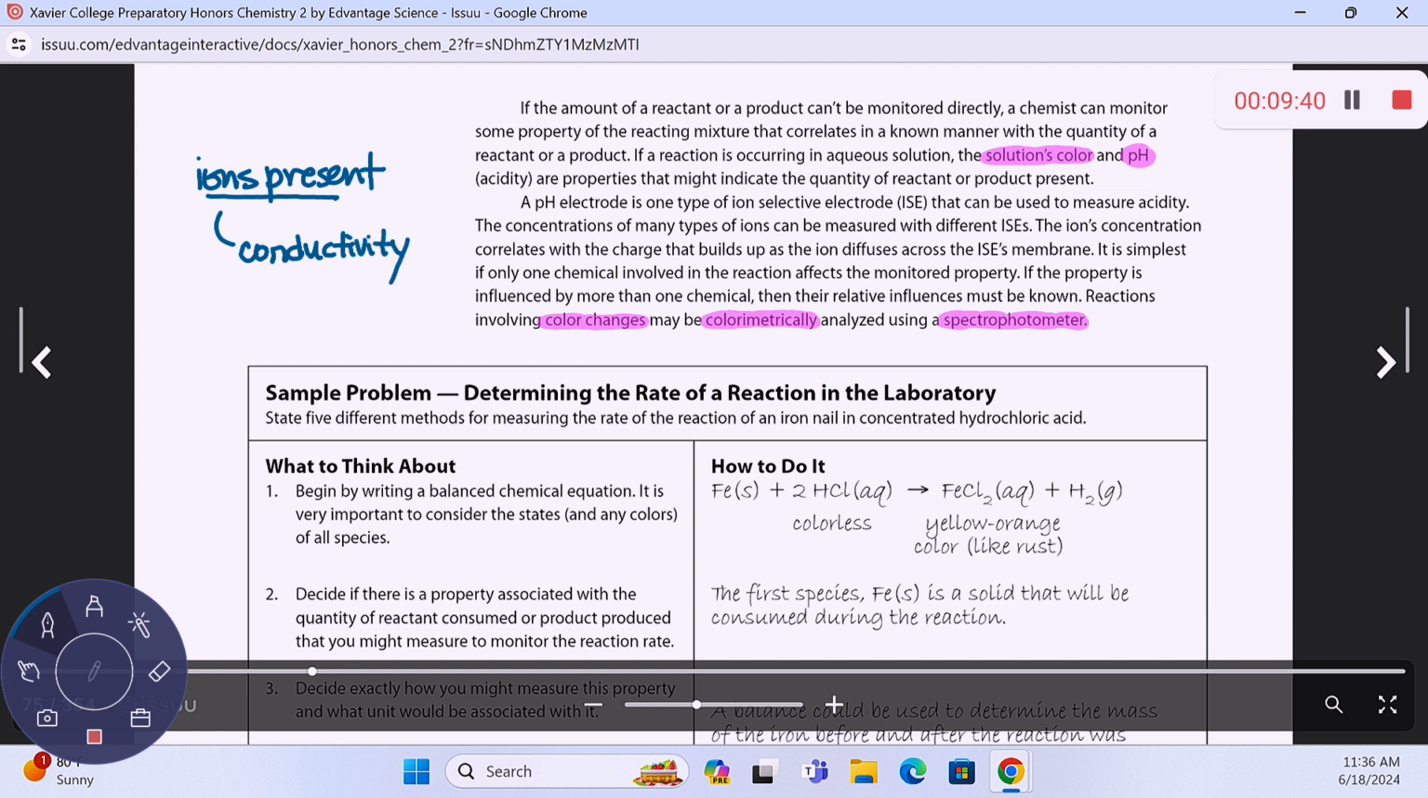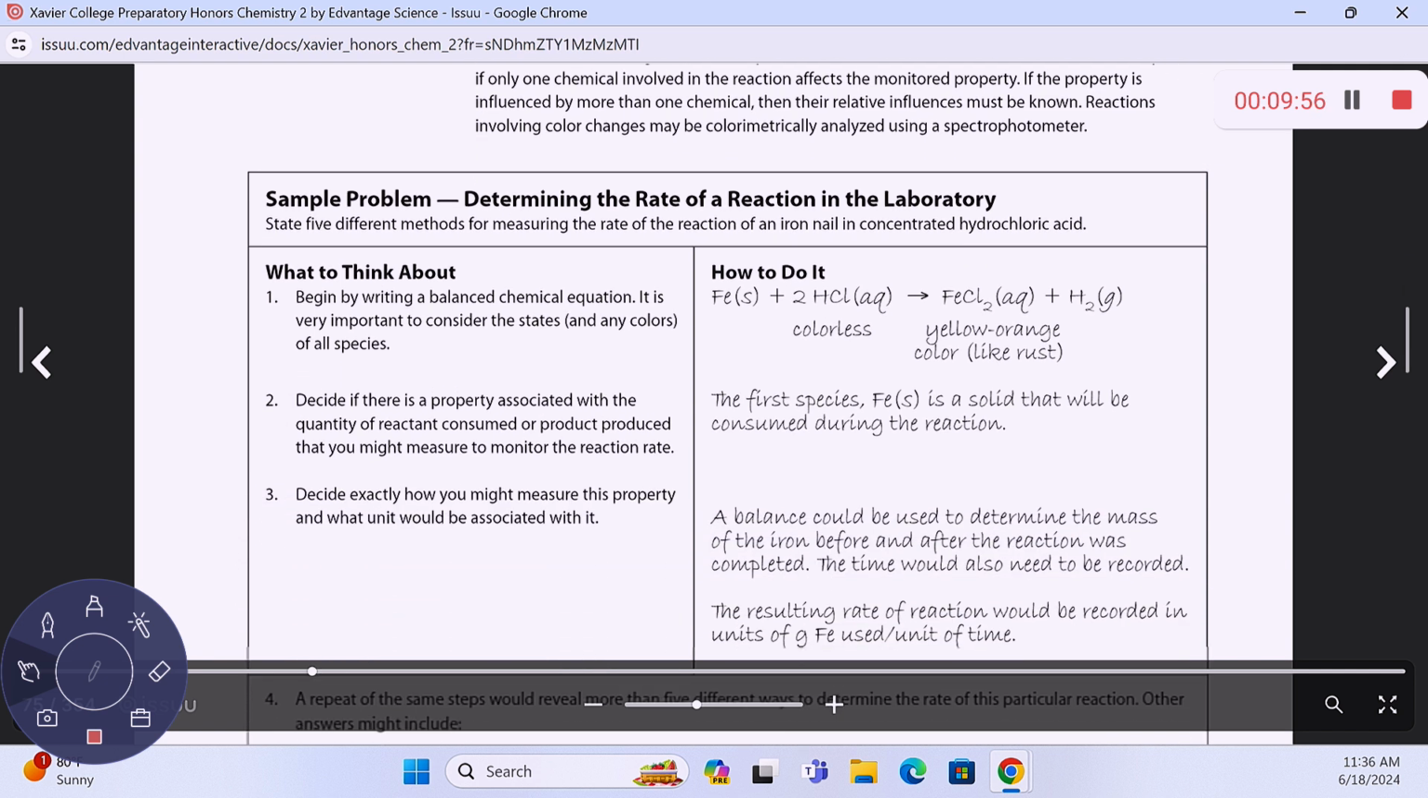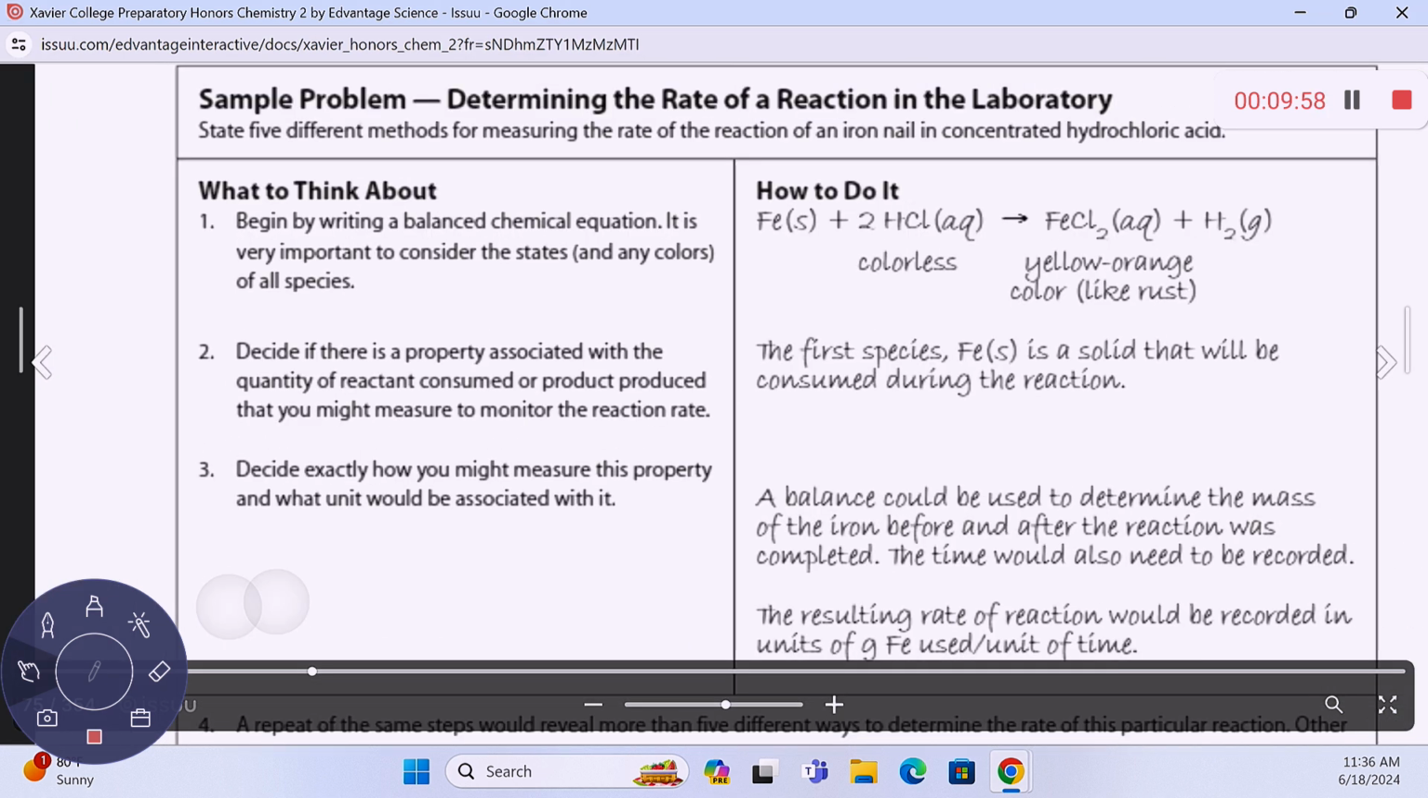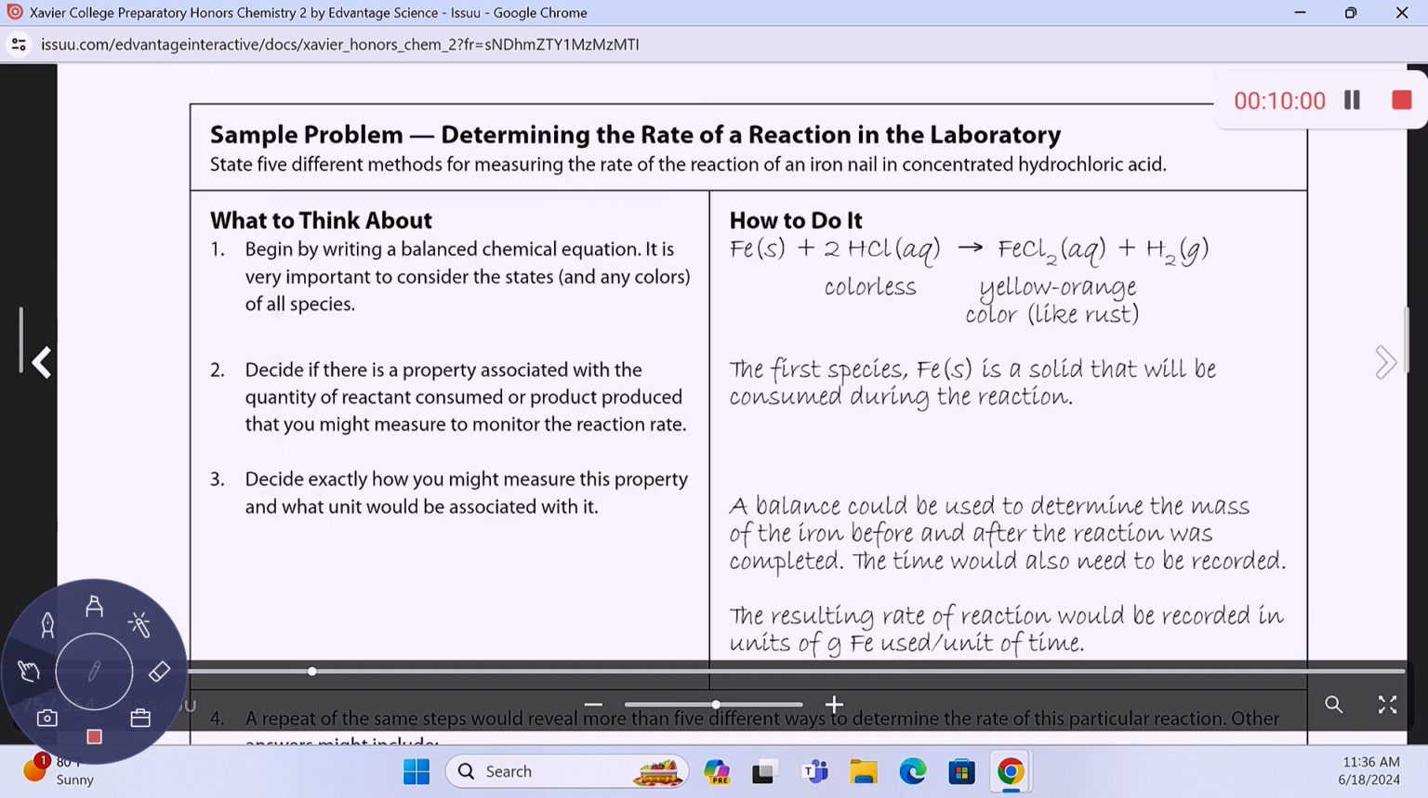Okay, let's take a look at a sample problem. The sample problem says, state 5 different methods for measuring the rate of a reaction of an iron nail in hydrochloric acid. So remember when we put an iron nail in something and you watched it change colors over time. It was a single replacement reaction. So here's what I would pay attention to. You've got a strong acid.